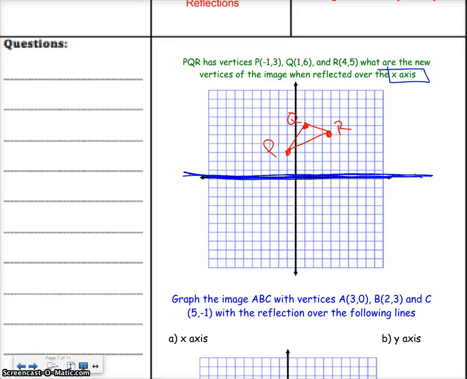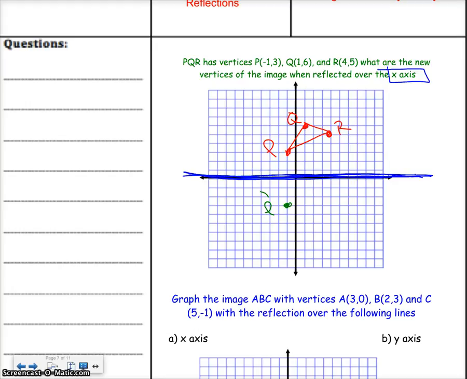And I will do green. P, how far away is P from my line of symmetry? 3. 3 points, 1, 2, 3. So guess how far away P prime needs to be? 3 away in the opposite direction. So I'm going to be 3 down from my line of symmetry. Call this P prime.